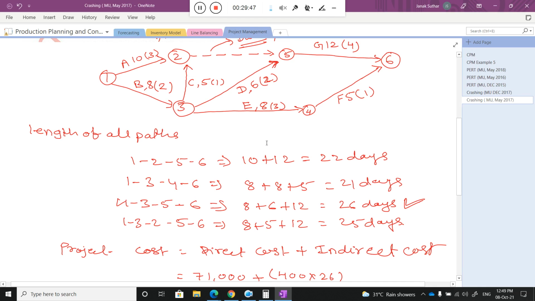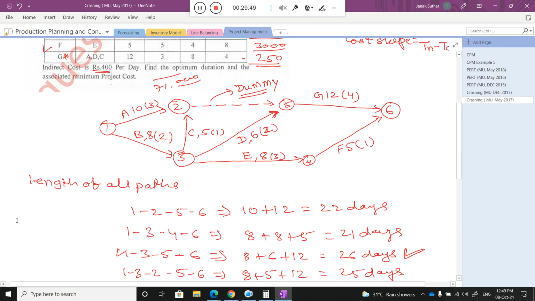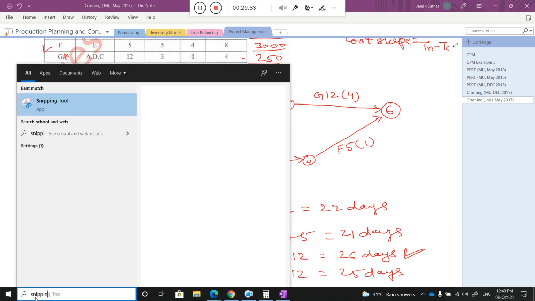So I just take this particular network diagram and try to solve. Just wait. I try to complete within the time. Just wait.